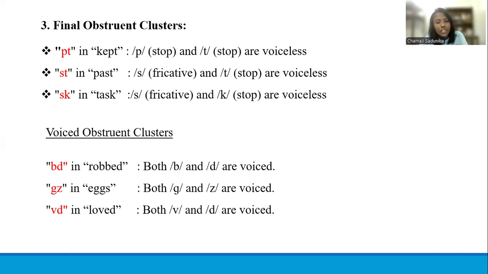Then we will see voiced obstruent clusters. In /bd/ in robbed, both /b/ and /d/ are voiced. /b/ is a voiced bilabial stop. Then /d/ is a voiced stop. So this makes a voiced cluster. Likewise, /gz/ in eggs, both /g/ and /z/ are voiced. Then /ud/ in loud, both are voiced.